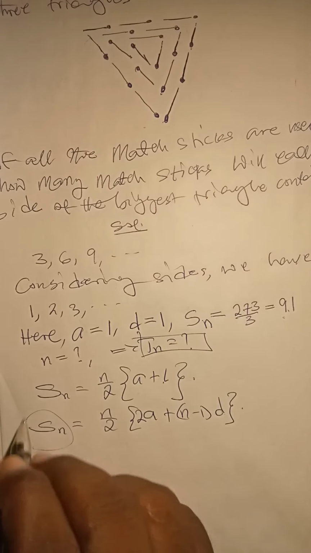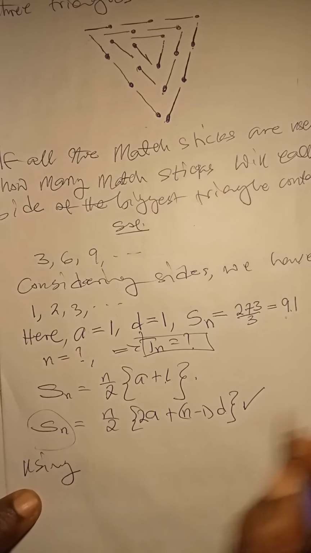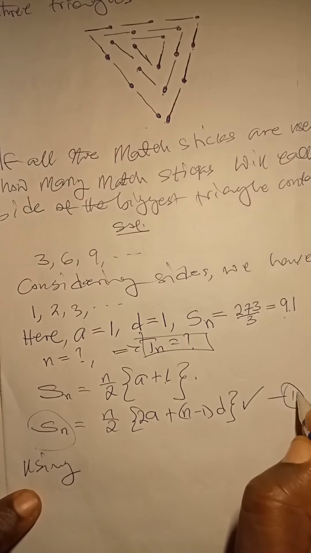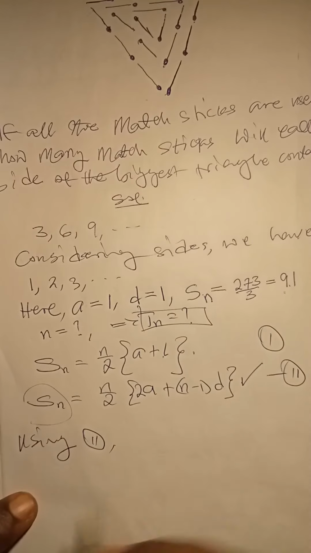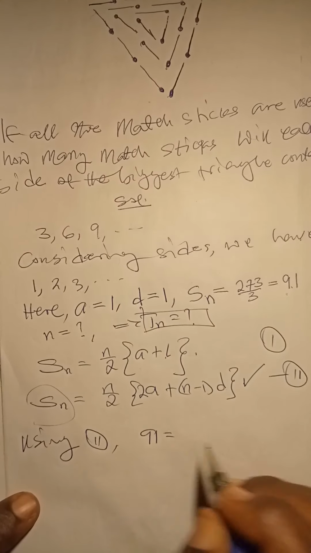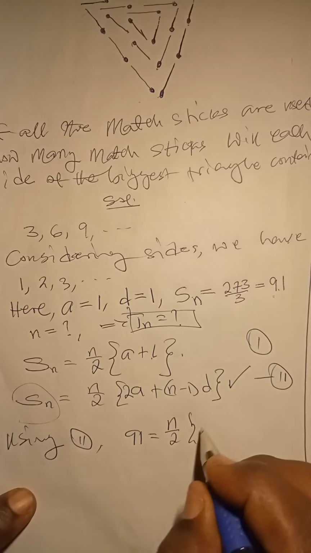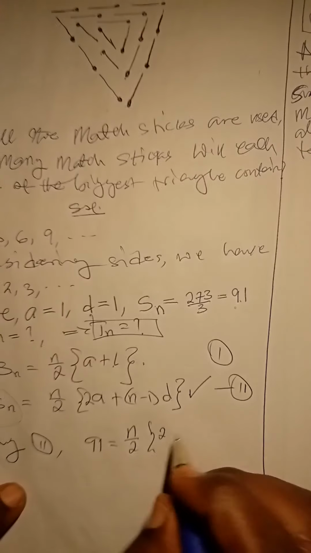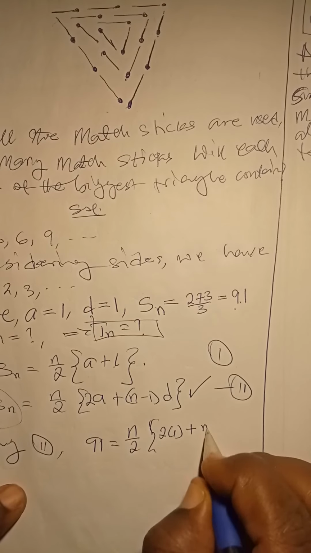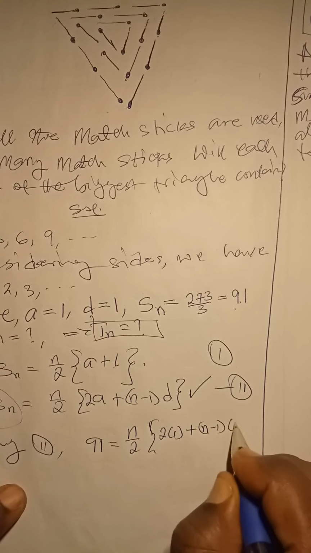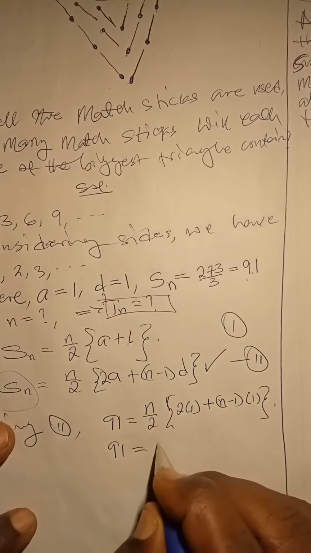So this is what we're going to use, this formula. Let me call it 1 or 2. Here is 1. Using 2, let me set Sn as 91 now. We have 91 is equal to n over 2 times (2 times 1, the a, plus (n minus 1) times the common difference, which is 1). See that? So I have 91 is equal to n divided by 2.